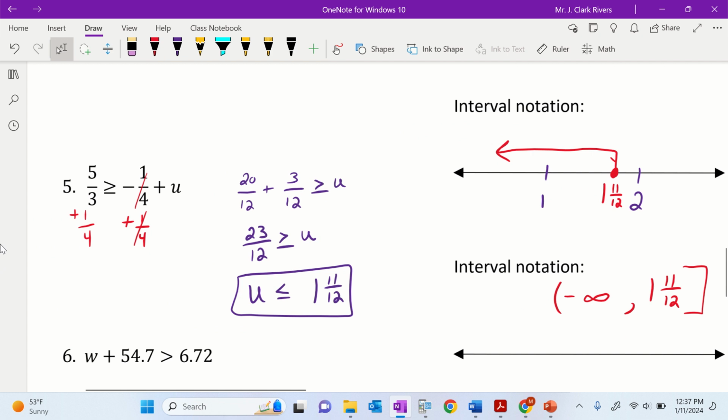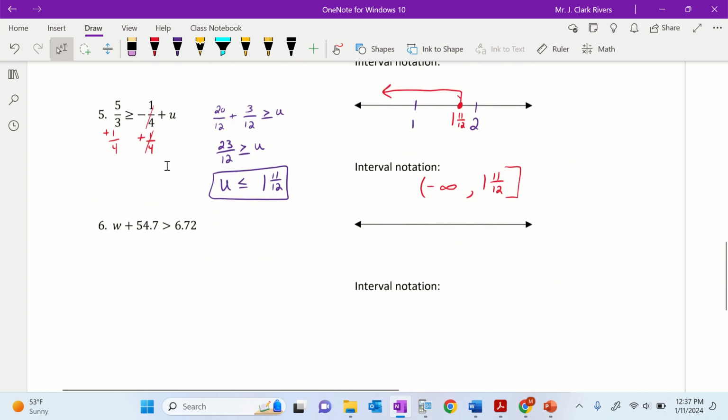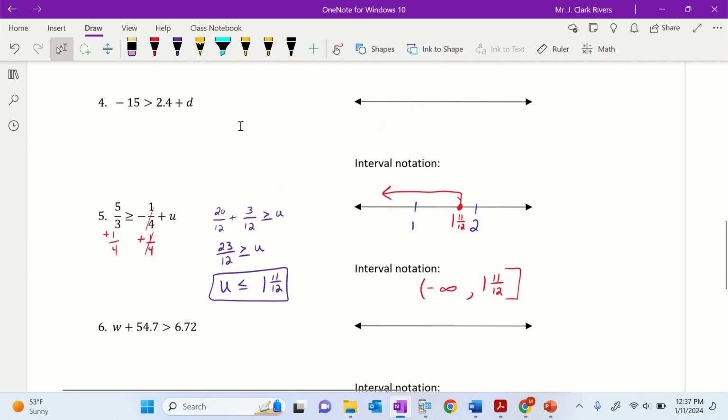All right, so complete the other problems on this document, numbers 1 through 6. Complete that for homework tonight as well.